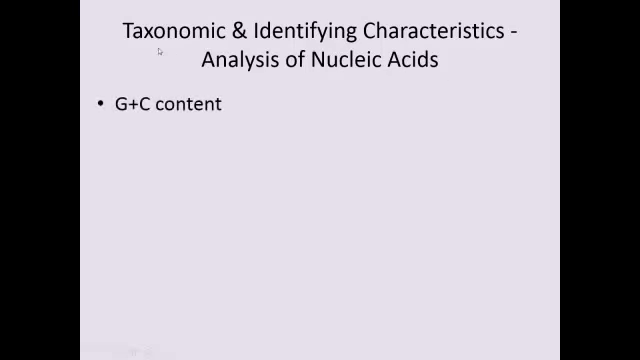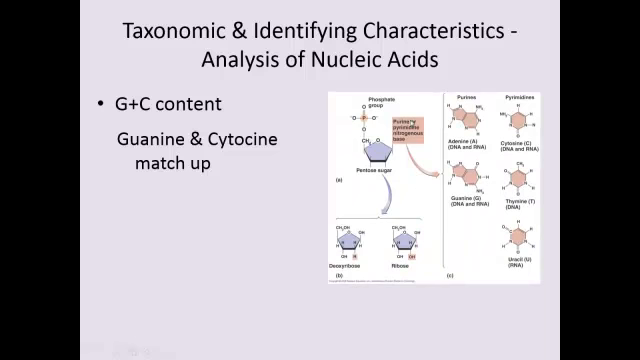So let's talk about G plus C content. If you remember back to 201, you will remember that we have 4 types of nucleotide bases. Here's a reminder, and we have adenines and cytosines and guanines and thymines. And in RNA we have uracil. Now remember that G plus C always hook up and A plus T always hook up. Well, we can use that to characterize bacteria.